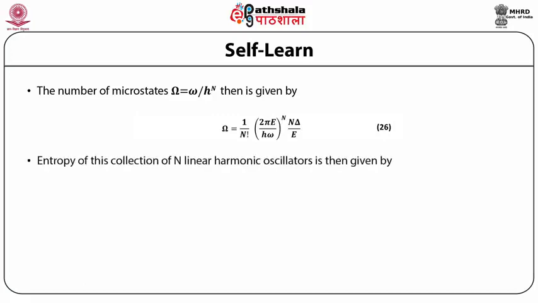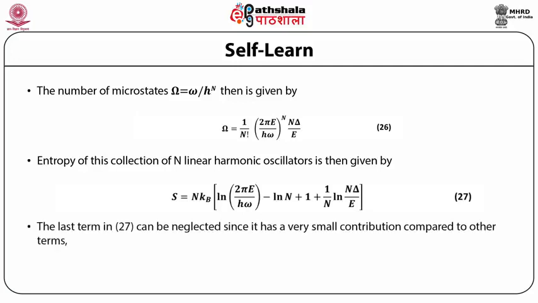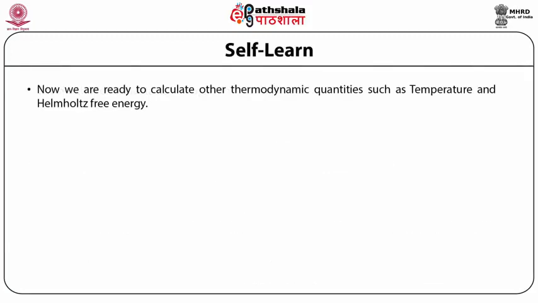Entropy of this collection of n linear harmonic oscillators is then given by S is equal to n k_B multiplied by [log of 2 pi E upon h omega minus log of n plus 1 upon n log of n delta upon E]. The last term in 27 can be neglected since it has a very small contribution compared to the other terms. Therefore, we can write S is equal to n k_B [log of 2 pi E upon n h omega plus 1]. Now, we are ready to calculate other thermodynamic quantities such as temperature and Helmholtz free energy.